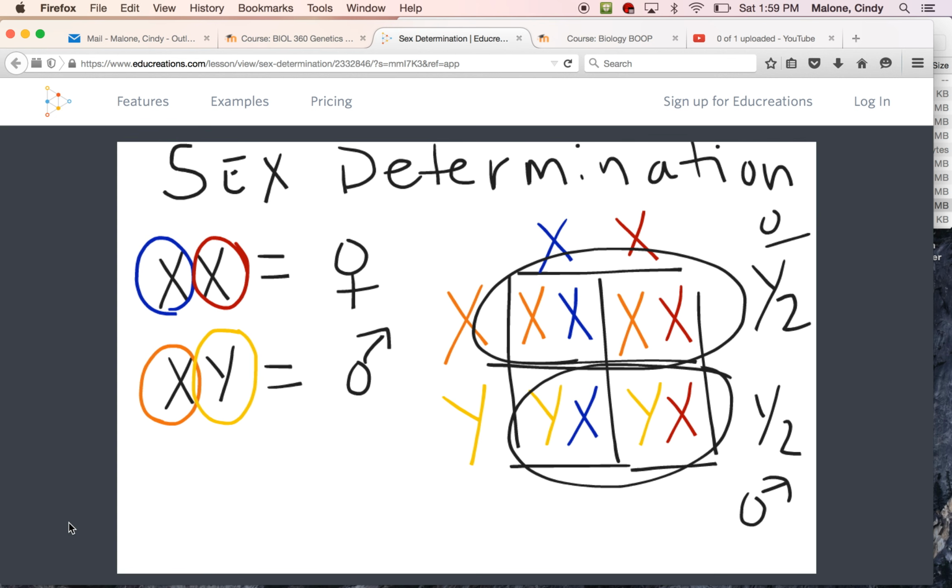There you have it, 50-50 chance at any sexual reproduction between human beings of having a female or a male.